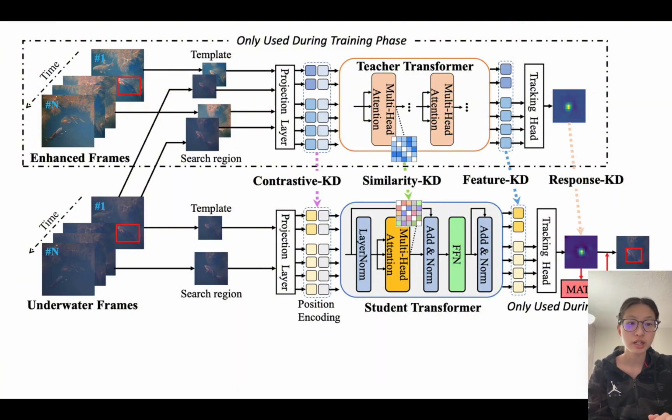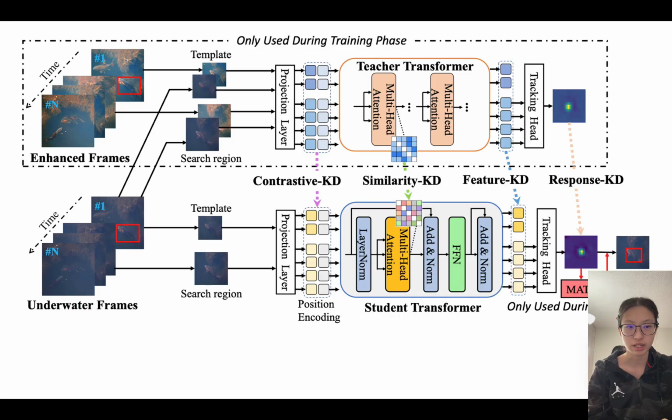At the top of the diagram, the teacher model processes enhanced frames and learns from visual features of the target object. These features contain richer information about the object's appearance and structure, and this knowledge is transferred to the student model, which processes the original underwater frames. In this way, the student model learns more stable and reliable tracking features.